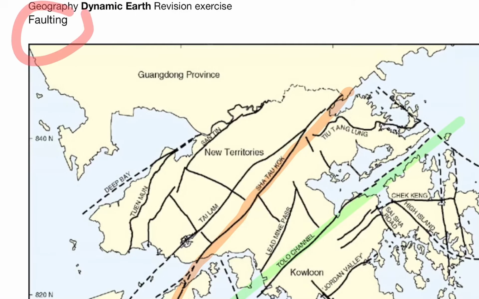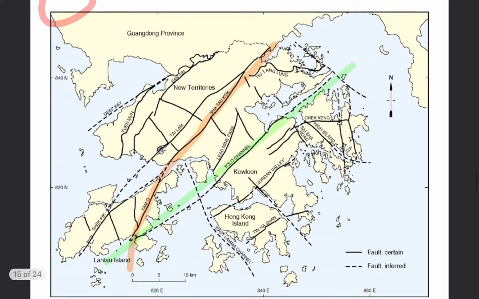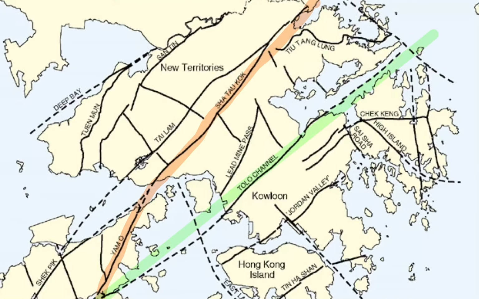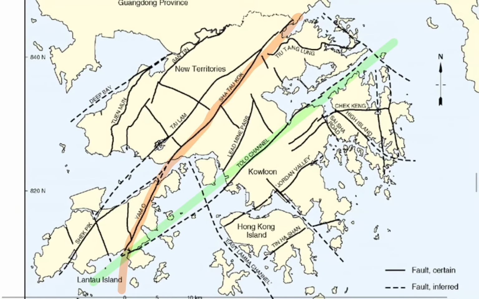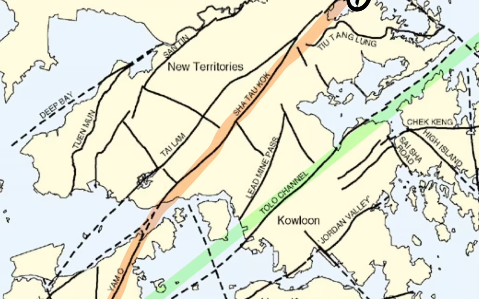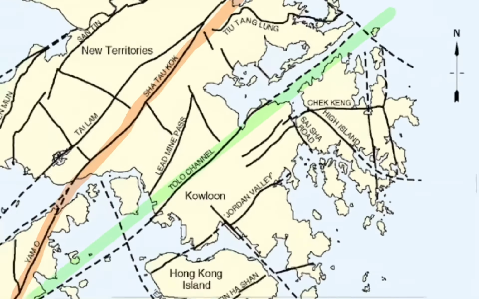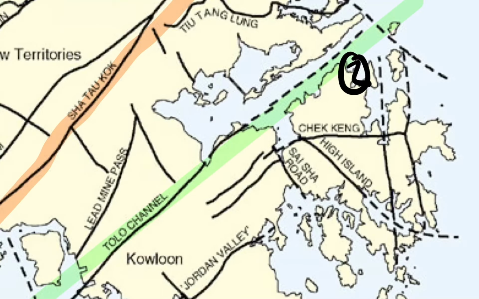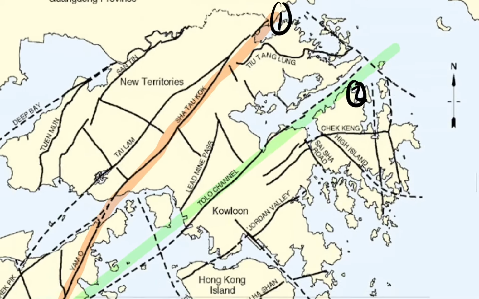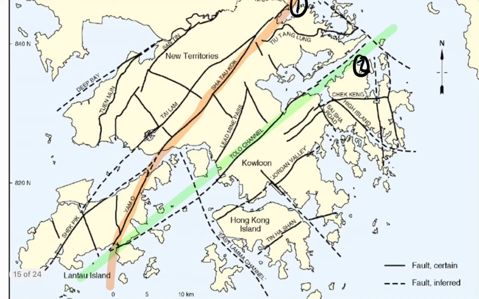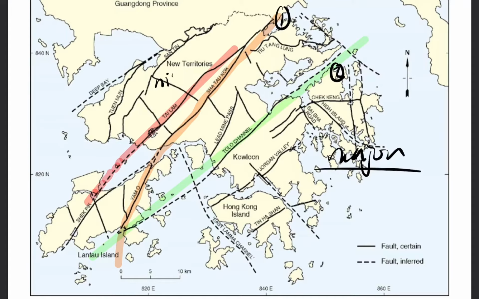After that, lastly is faulting. When we talk about faulting, we need to have an idea about the Hong Kong faulting system. The Hong Kong faulting system has two major ones. Firstly is the Ch.8 faulting system. Another is the Tolo Harbour Channel faulting system. And we have a Lantau faulting system also, but this is not a major one. It is a minor one.